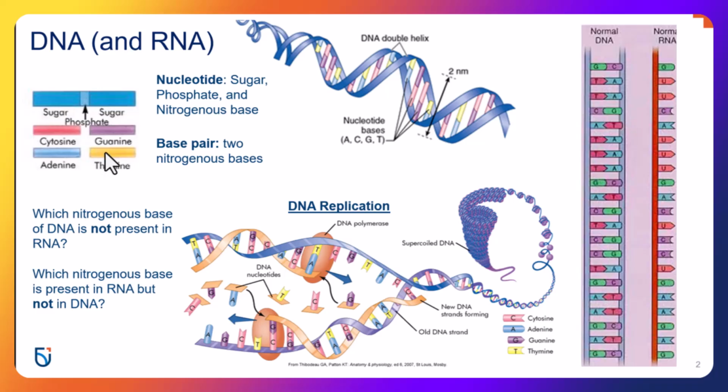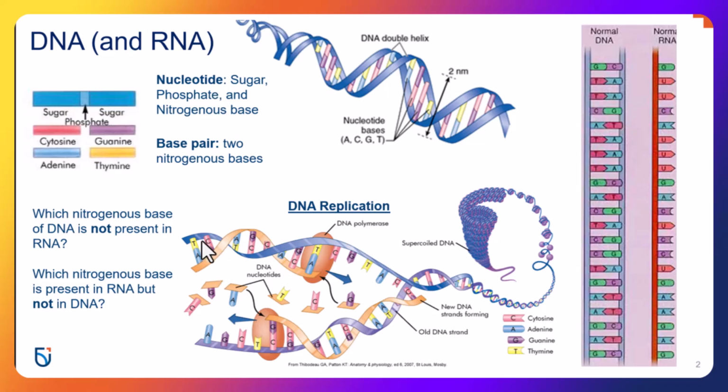Now, when we talk about DNA, there are four nitrogenous bases: adenine, thymine, cytosine, and guanine. In DNA, these nitrogenous bases pair in a specific way. Adenine will always pair with thymine, and cytosine will always pair with guanine. It's this specific base pairing that allows DNA to form that characteristic double helix that you can think of as looking like a twisted ladder.